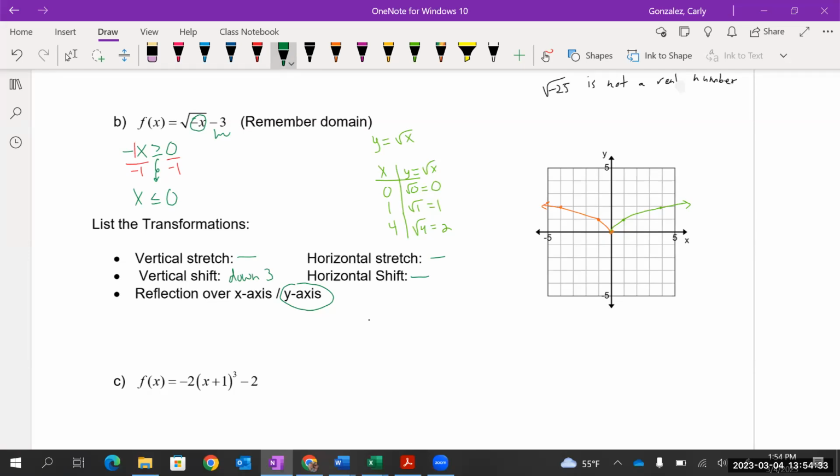And now I will shift down 3 units, 1, 2, 3. And so I'm taking that orange graph and just taking each point and shifting down 3 units. Again, take that point (-1, 1) and go down 1, 2, 3 units. And that last point down 3 units. And that will give us the graph of f of x.